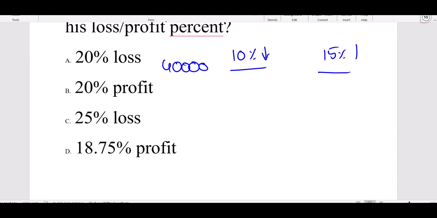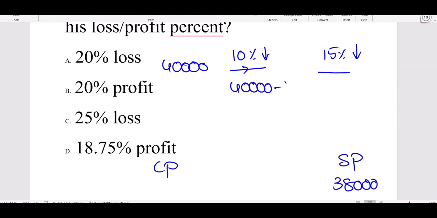I'll give two methods. First one: for what amount you purchased. See, profit and loss, cost price and selling price. For what amount you purchased is what the question is now. You are selling the product for 38,000, but what is the amount you purchased it for? What is the cost price we have to understand? So for 40,000, a 10% discount is given, means 40,000 minus 4,000, it is equal to 36,000.